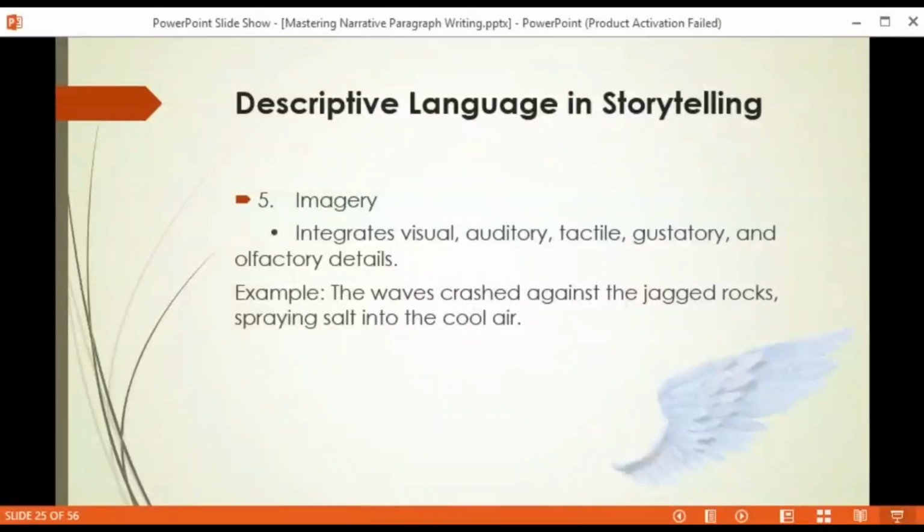The last feature is imagery. It integrates visual, auditory, tactile, gustatory, and olfactory details. For example, the waves crashed against the jagged rocks, spraying salt into the cool air. Next slide, please.